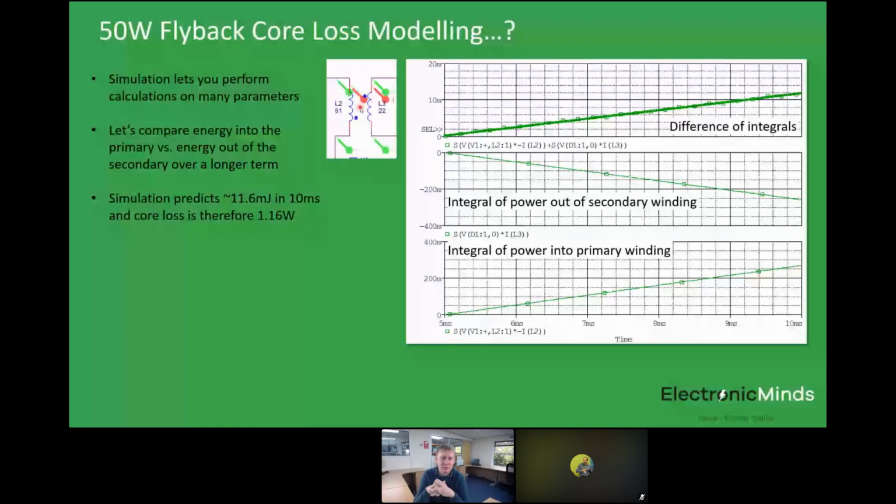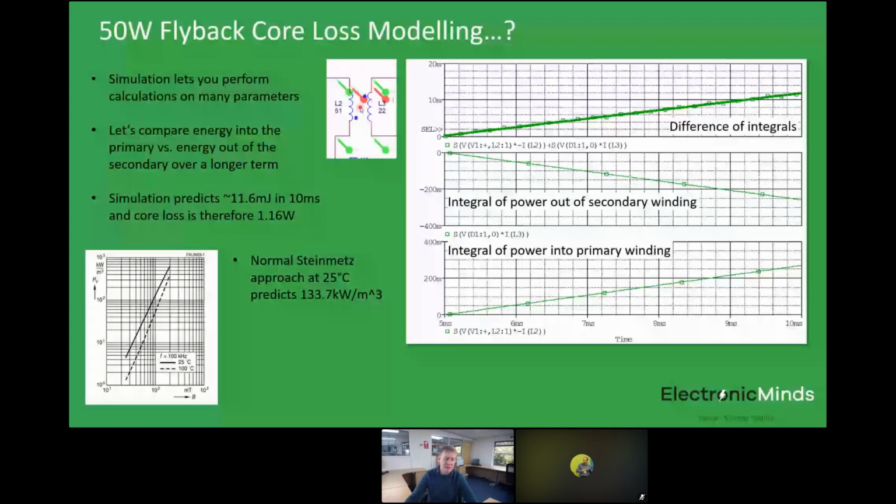Let's compare that to what we would expect to get from a Steinmetz approach. Remember, looking at core loss from a Steinmetz approach, you need to know your frequency, your peak flux density, and your temperature. This is all normalized to 25 degrees C. For N87 material, looking at the data sheets, we predict about 133, 134 kilowatts per meter cubed for that particular core. The particular core, the EF30157, has 4,000 millimeters cubed volume. So that predicts, from the Steinmetz equations at least, 540 milliwatts of core loss.